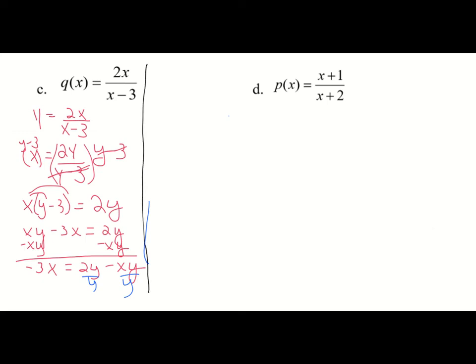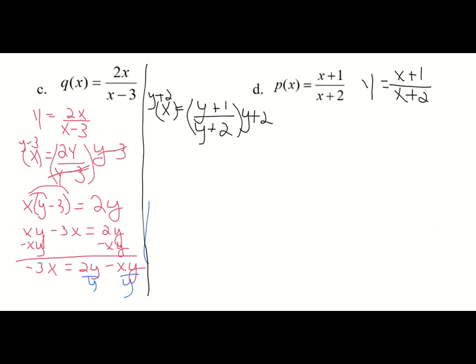This one does have an inverse. So we're going to start off and we're going to say y is equal to x plus 1 over x plus 2. Or, now we're going to switch it. So x is equal to y plus 1 over y plus 2. And again, we're going to solve this really like we did with C. First, we're going to get rid of that fraction by multiplying everything by that denominator of y plus 2.